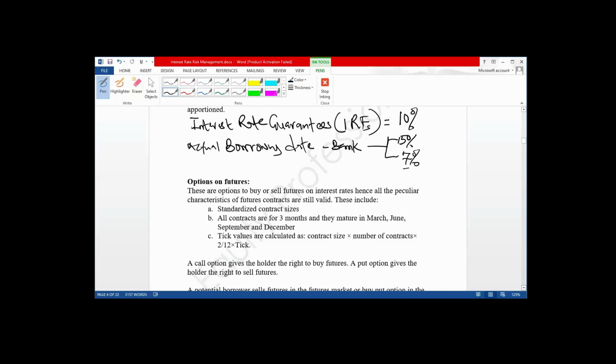Method number 6. Options on futures. Options on futures are options to buy or sell futures on interest rates. Hence, all the peculiar characteristics of futures contracts are valid.